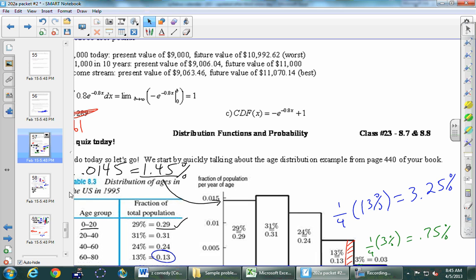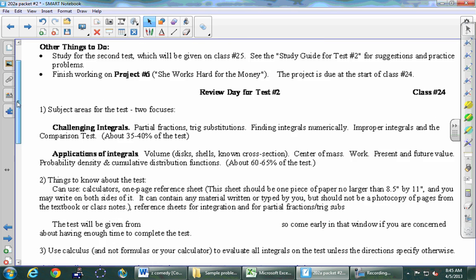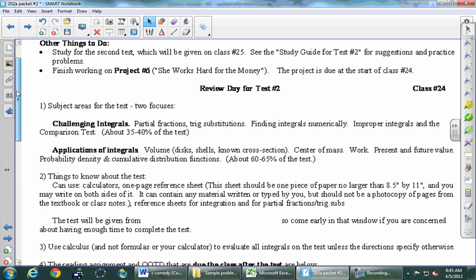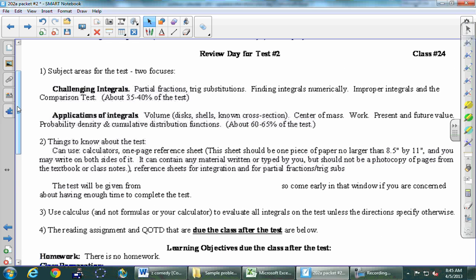The very last thing we'll point out here, and then you guys can do whatever will help you today, is on the last page, 56. The last page of the packet just talks very briefly about the test itself. So there are 2 focuses on this test. There are challenging integrals and there are applications of integrals. So the challenging integrals that we have seen since the first test: partial fractions, trig substitutions. Finding integrals numerically is the rectangle and trapezoid stuff that we just talked about.